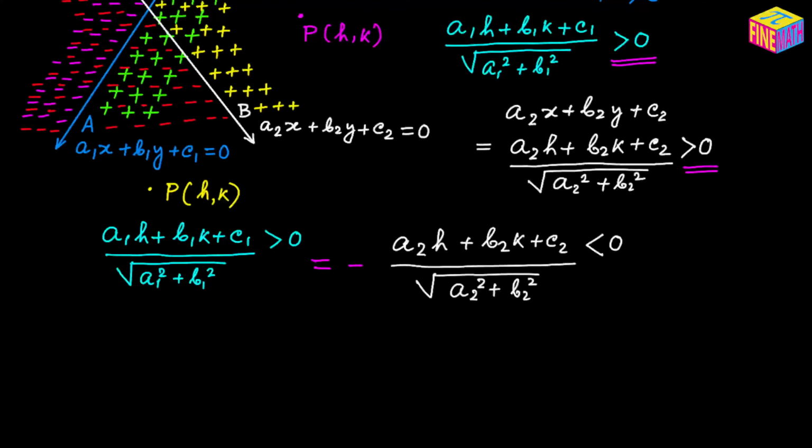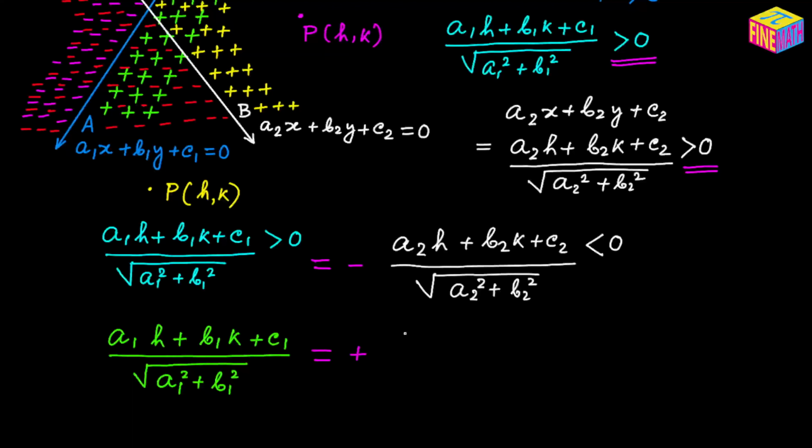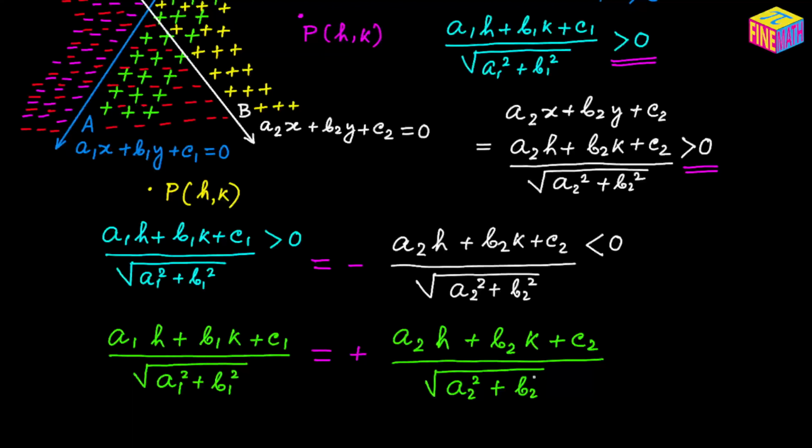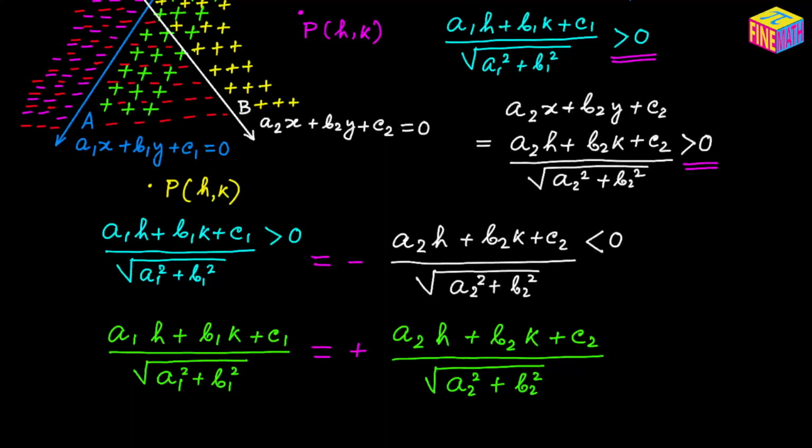So if I may summarize it like this, we can say that a sub 1 times h plus b sub 1 times k plus c sub 1 over square root of a sub 1 squared plus b sub 1 squared, we can say this is equal to, let's take a positive sign, and on the other side it would be a sub 2 times h plus b sub 2 times k plus c sub 2 over square root of a sub 2 squared plus b sub 2 squared. So that is one equation, and the other equation, meaning the equation of the other bisector, would be like this.